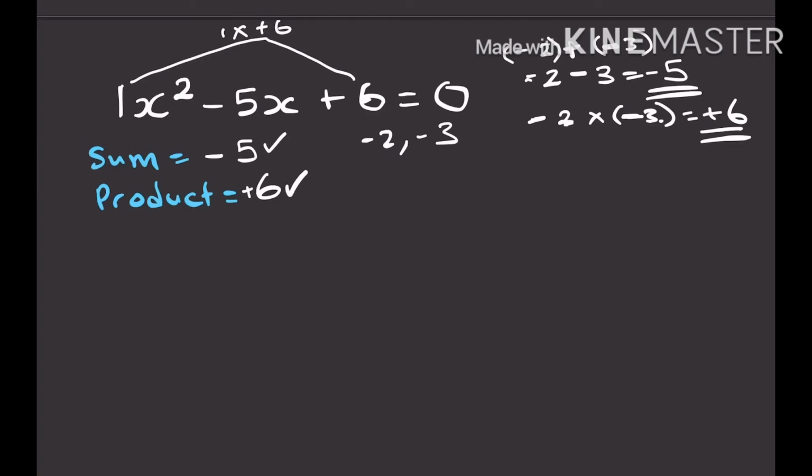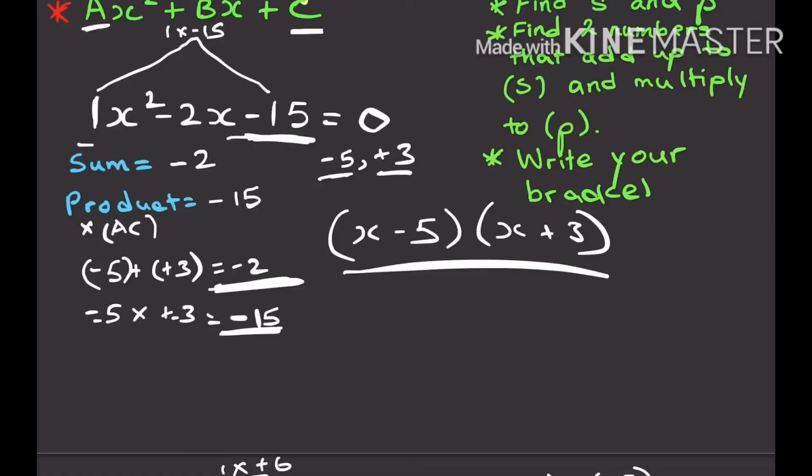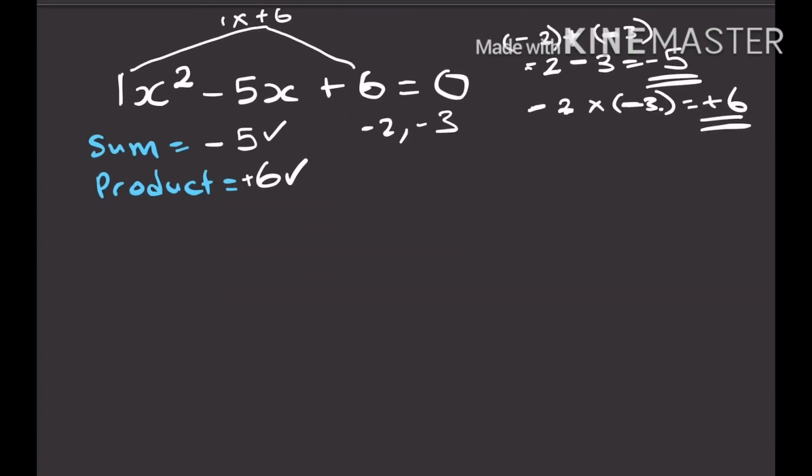So these two numbers do give you a sum of minus 5 when added and a product of 6 when multiplied. So we're going to be using these two. We're now done with our second step. Now the final step, write your answer in brackets. So let's do this. Just put an x in front of them and put them in brackets. So x minus 2, x minus 3.